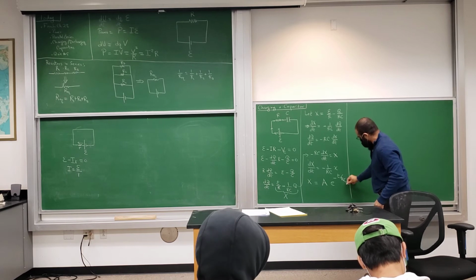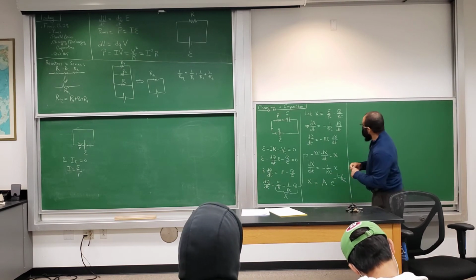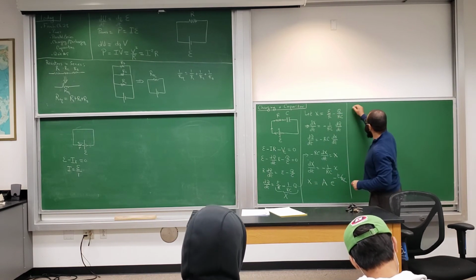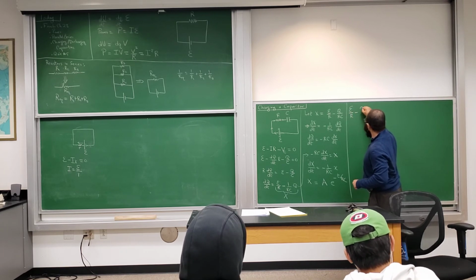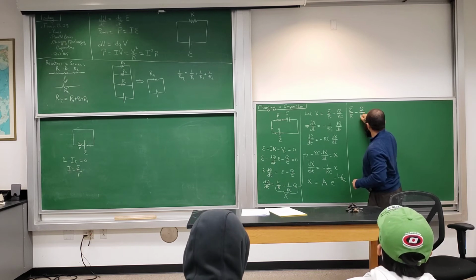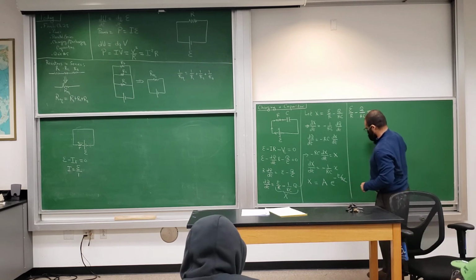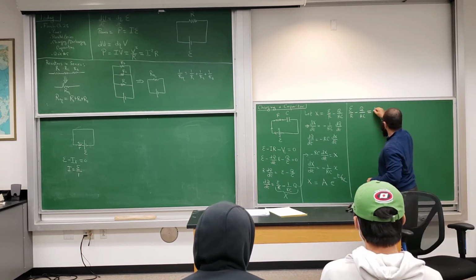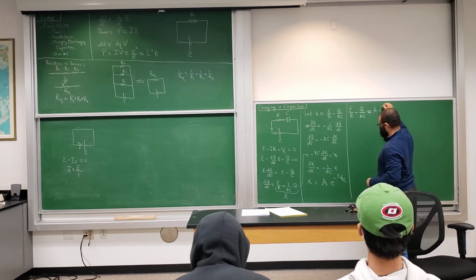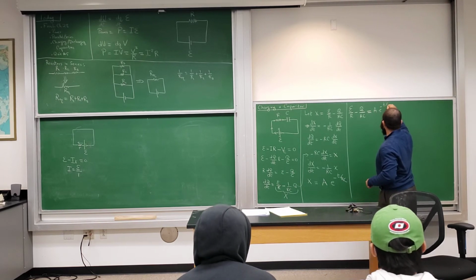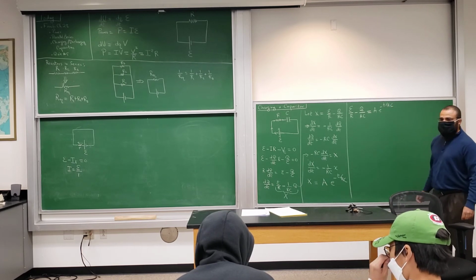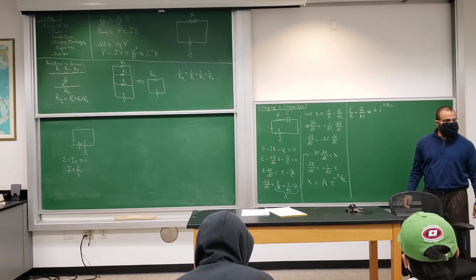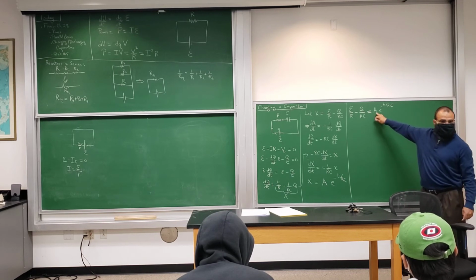So I'm going to use this equation. So x is this, EMF over R minus Q over RC equals A e to the minus T over RC. To find this constant A, we have to figure out what it is.